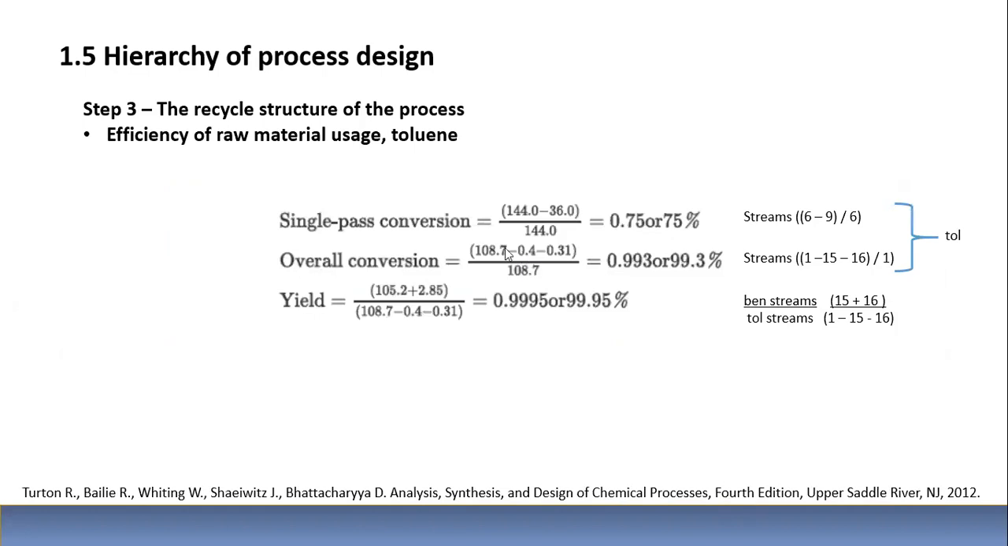That's why we see here 108.7 minus 0.4 minus 0.31, divided by 108.7, is 0.993, or 99.3% overall conversion of toluene. And the yield will be the benzene streams, which are the product streams, to the toluene streams, which are the reactant streams.